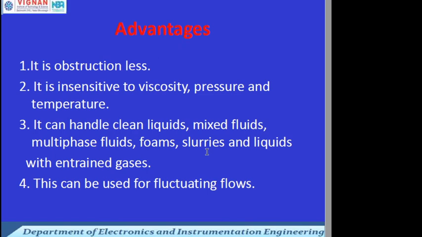The main advantages of this type of Coriolis flow meter are that it is obstructionless, and it is insensitive to viscosity, pressure and temperature variations. It can handle clean liquids, mixed fluids, multiphase fluids, foams, slurries and liquids with entrained gases. So this can be used for fluctuating flows.